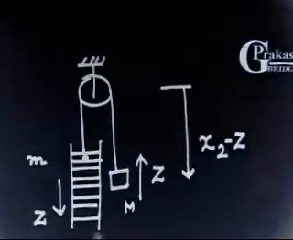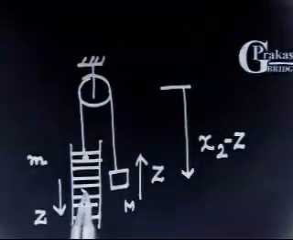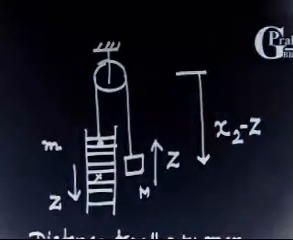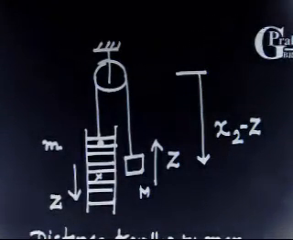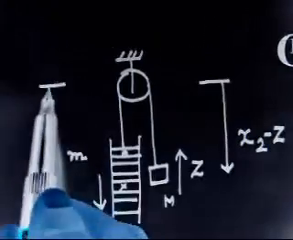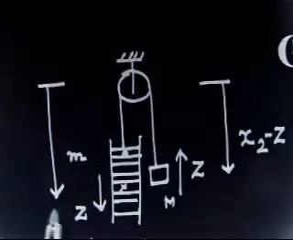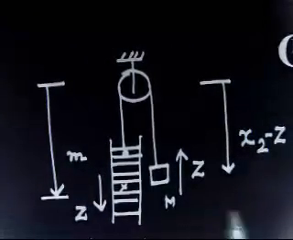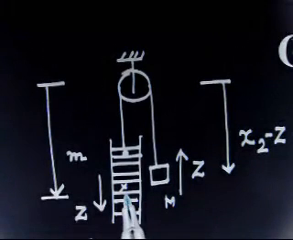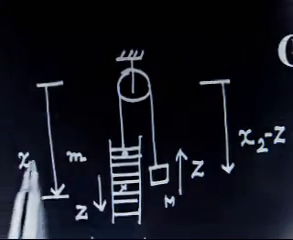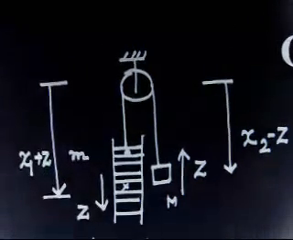Now what is the center of mass of the ladder? The ladder's center of mass is somewhere here, initially in the middle. You see the ladder has moved downward by distance z. So the ladder's center of mass will be somewhere here, and the ladder has moved distance z. Initially the center of mass of the ladder was at a distance of x1, so this is x1 plus z.